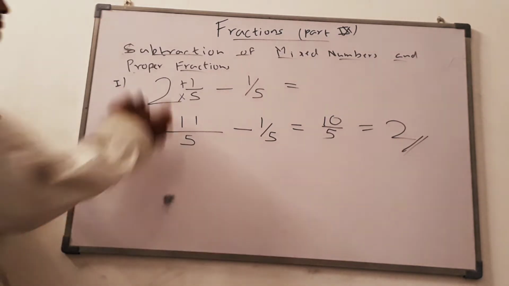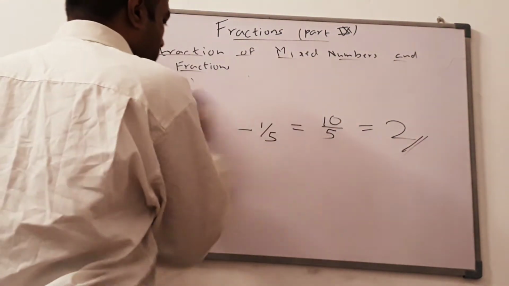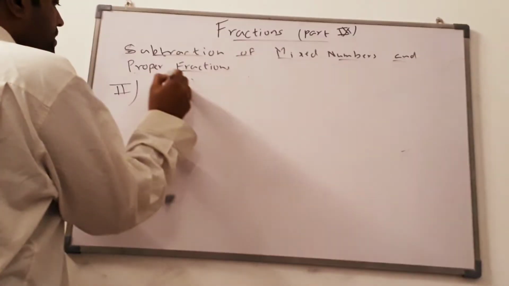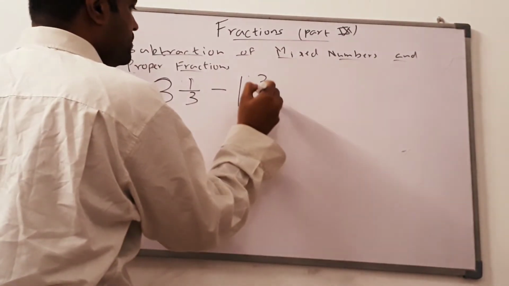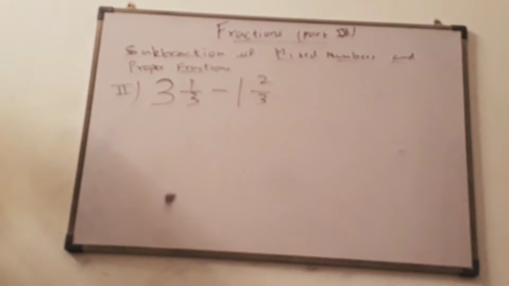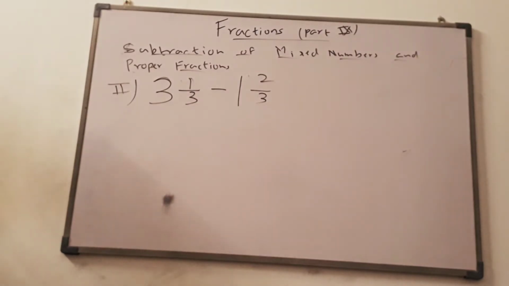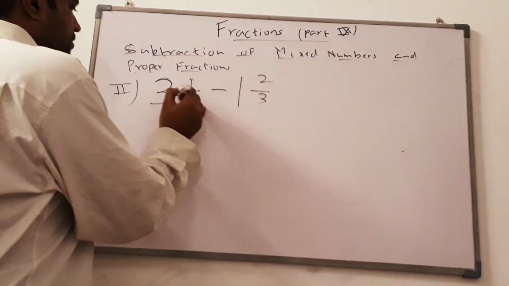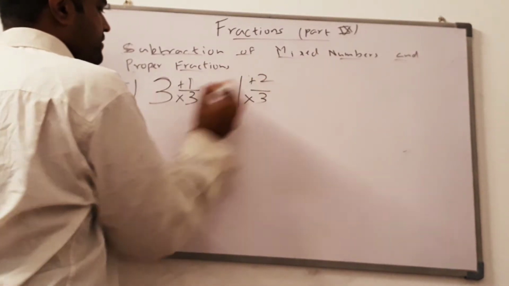Second question. Suppose a question like this: 3 1/3 minus 1/2. Again we have to convert these into improper fractions, otherwise we are in trouble in subtracting such mixed numbers. Denominator stays the same. 3 times 3 is 9 and 1.